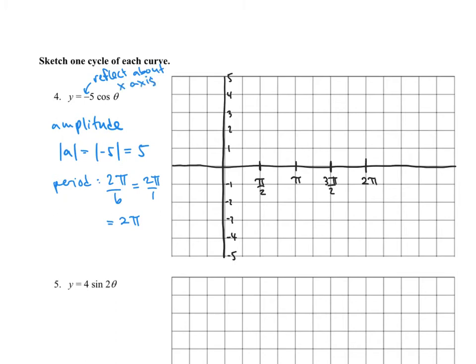So remember, our cosine function normally starts up, goes down, and then back up, but we're reflecting it, so it's going to start down, go up, and then back down. So it's flipping upside down. My first point, instead of being up 5 units, is going to be down 5 units. And then I go back to the axis at my next tick mark, up to a maximum point, back to the axis, and then back down. And there's one cycle. I make it nice and curvy, no sharp corners. And there's one cycle between 0 and 2 pi.